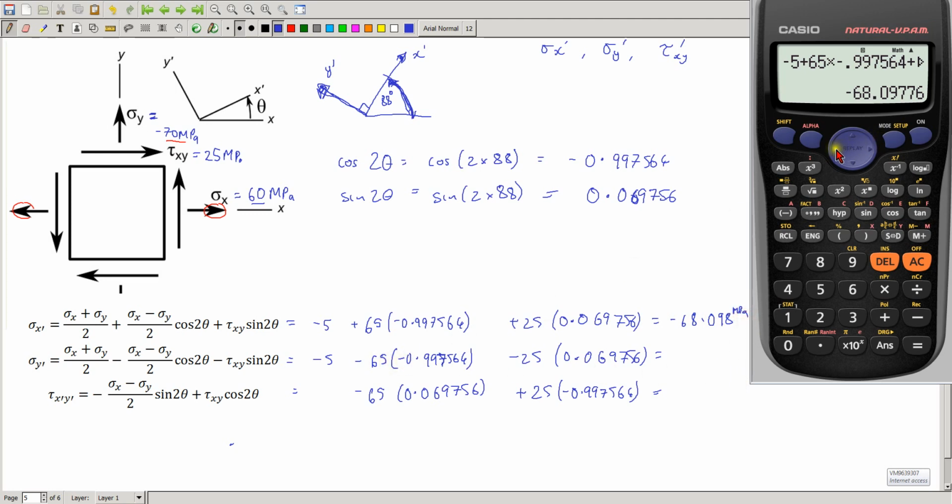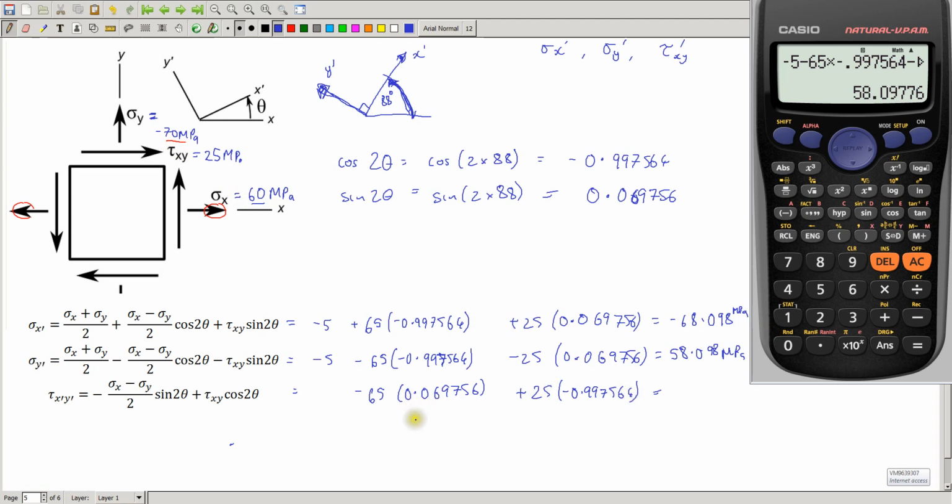Right, so now I'm going to use the replay button and replace my minus there, looking for the 65 and the 65. We want to say take away 65. So that gives me 58.0.098 megapascals. So Y was minus 70 and now it's roughly become 60 as we expect.